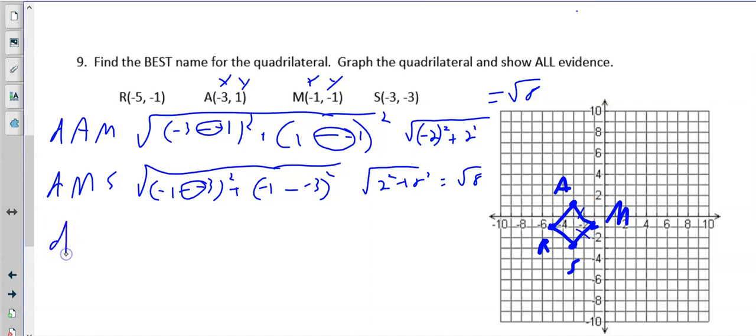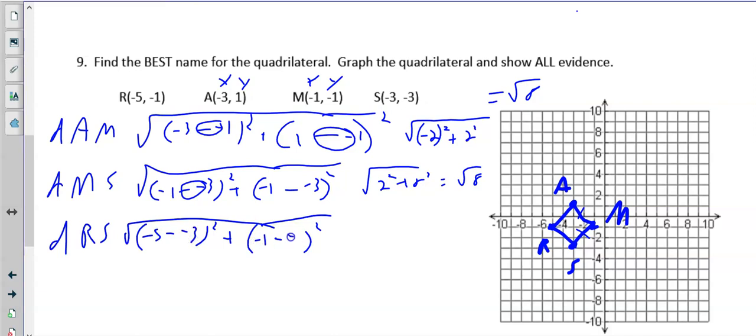You can see pretty much where this is going. So we're going to do RS next. Same thing. So R is -5, and S is -3, -1, and again -3. So this is going to be adding again. So -5 plus 3, again, is -2. We've seen this one before. And this becomes 3 minus 1, which is 2 squared, which again is 4 plus 4, which is radical 8. So equal.